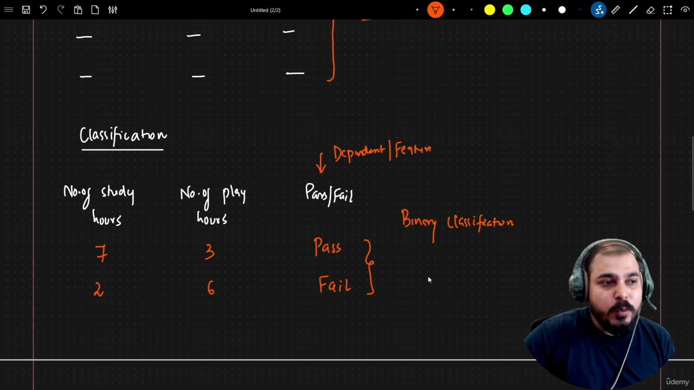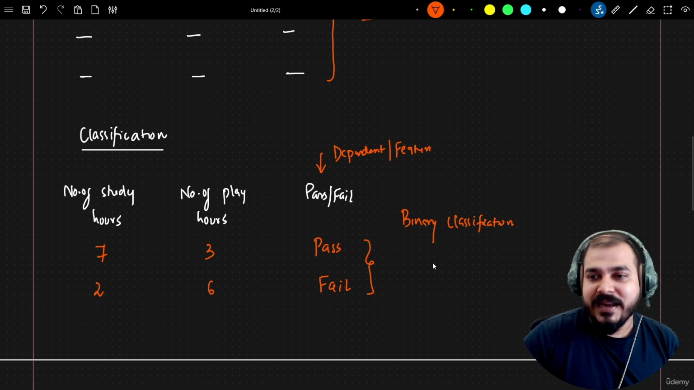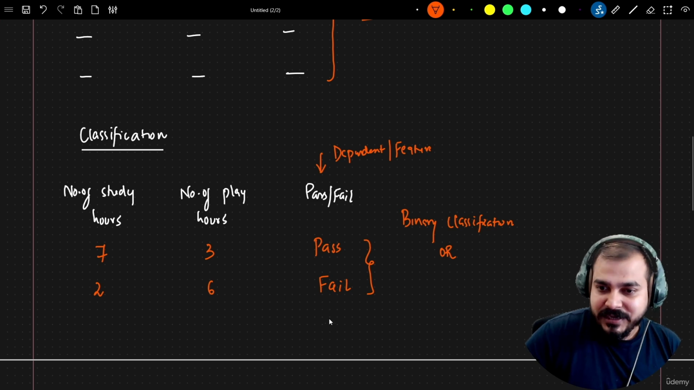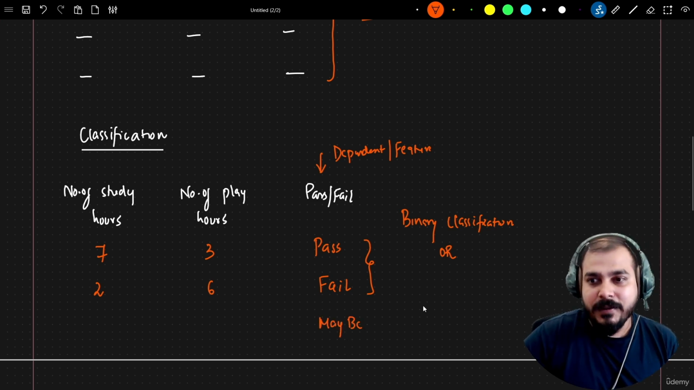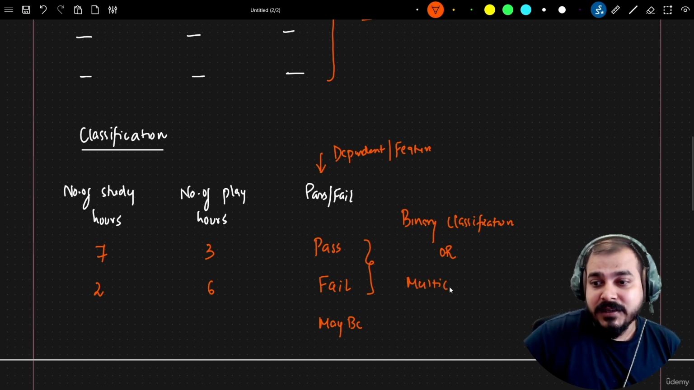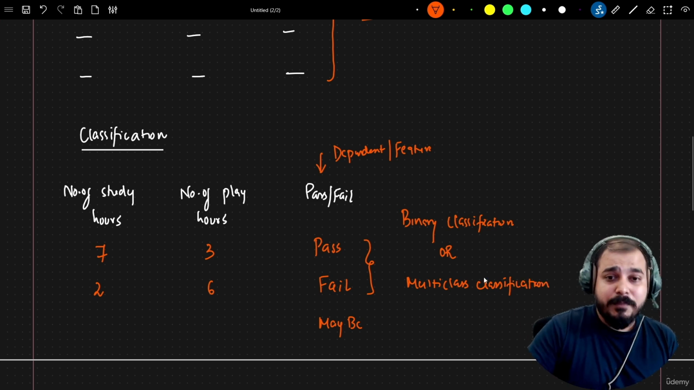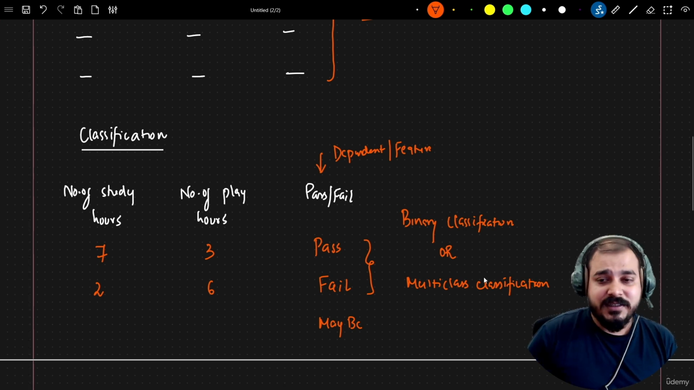Okay. If there are only 2 categories, then we specifically say it as binary classification. Or if there are multiple categories, suppose let's say there is one more category, like he or she may pass or fail, then this becomes a multi-class classification. Usually we get 2 types of problem statement even in classification. It can be a binary classification or multi-class classification.